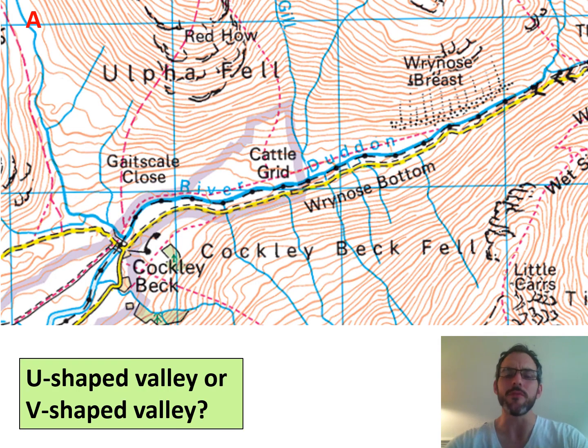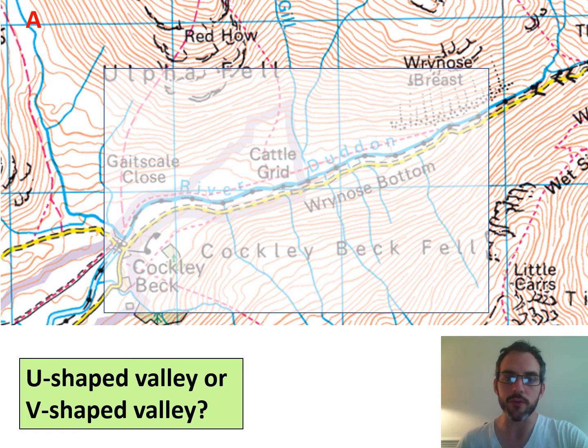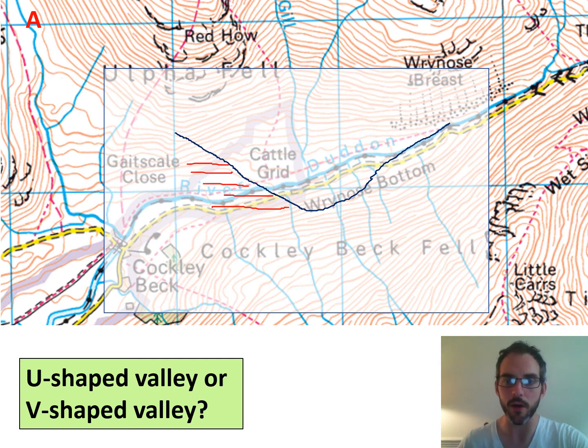Is this a V-shaped valley or a U-shaped valley? How would you know? Pause the video and see if you can work it out. So the answer is this is a V-shaped valley. The reason we know this is that the lines are more or less evenly spaced apart. So if you were to draw this from the side, the valley would be something like this, and the contour lines would be something like this. They're fairly evenly spaced apart.